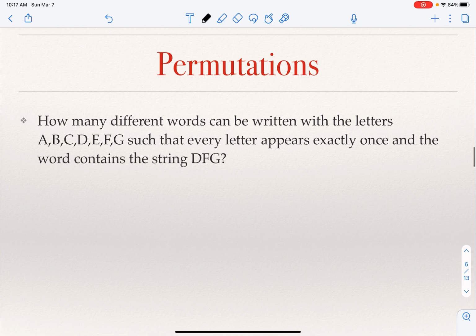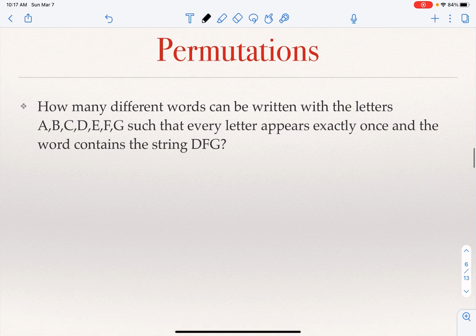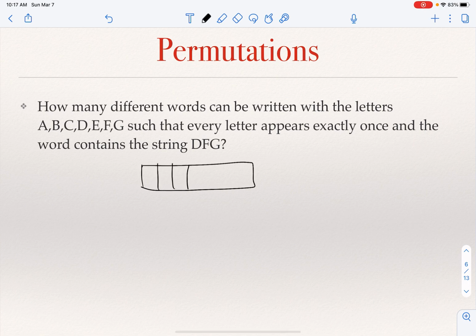So there are 7 factorial ways you can write words with these 7 letters such that each one of them appears exactly once. Another example here is: how many different words can be written with the letters A, B, C, D all the way to G, such that every letter appears exactly once and the word contains DFG? So now let's be careful about it. This is a word that has 7 letters in it: 1, 2, 3, 4, 5, 6, 7. So let's look at DFG.